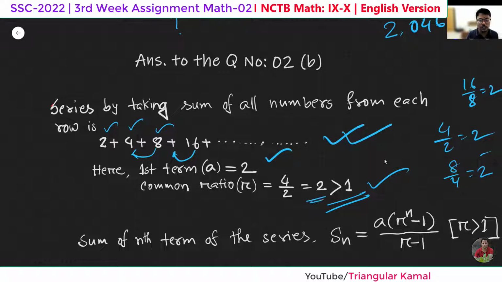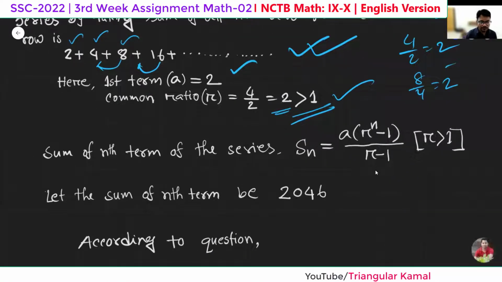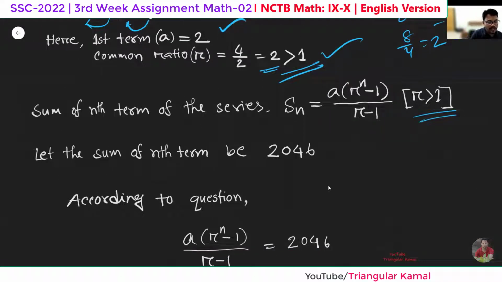So here the common ratio is greater than 1. Definitely we have to apply this formula: sum of the nth terms of a series, Sn equals a (r to the power n minus 1) divided by (r minus 1), for r greater than 1. And our requirement is to find in how many terms the total sum will be 2046.